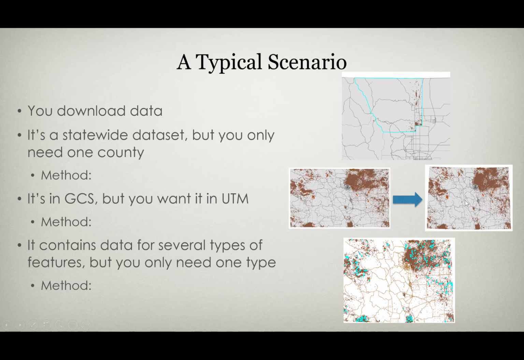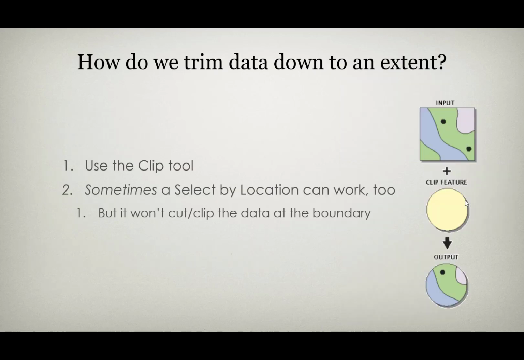And then the third thing, which will actually be the second video, is, let's say you get data for lots of different types of categories, and you only need 1 category, or you only need a certain type of feature, or you want to ask questions and start your analysis. Very often that's done with a selection. So selections will be covered in the second video. Let's talk about clip first.